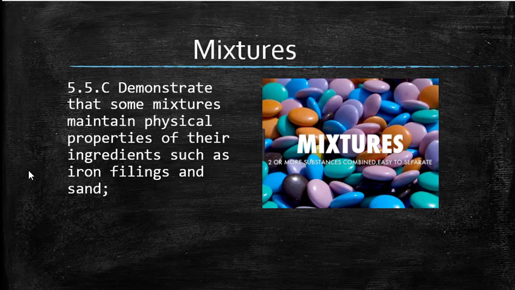Next is 5.5c, demonstrate that mixtures maintain physical properties. It's important that scholars focus on the word maintain, which means they can keep their physical properties. So you can then use those physical properties to separate them in the mixtures. For instance, you could mix sand and iron filings together, and you could use the physical property of magnetism to separate that mixture.